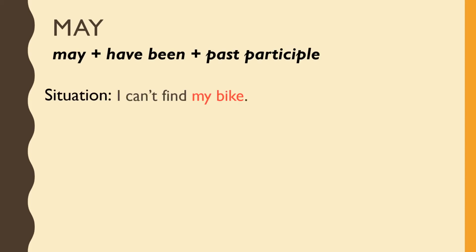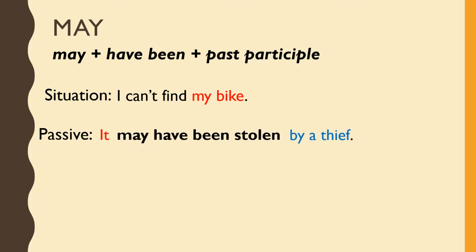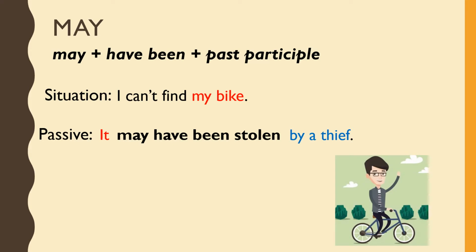The situation is I can't find my bike. In this situation, it infers that the bike may have been stolen by a thief, that there is a possibility that a thief stole the bike.